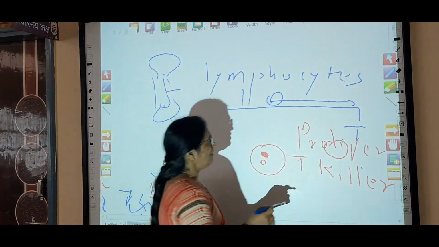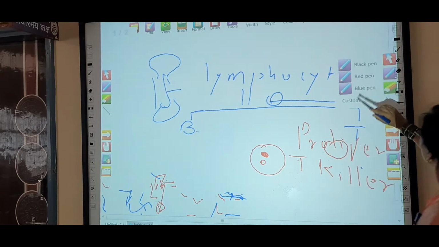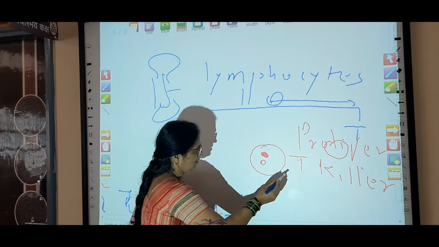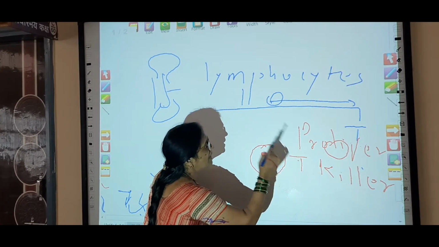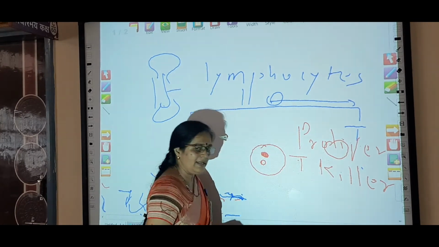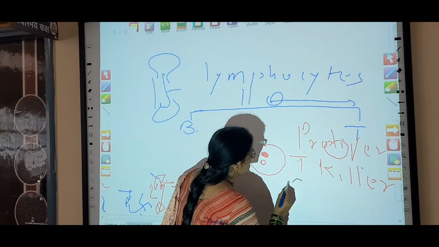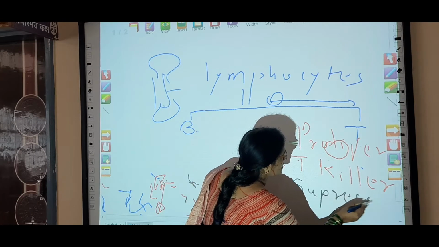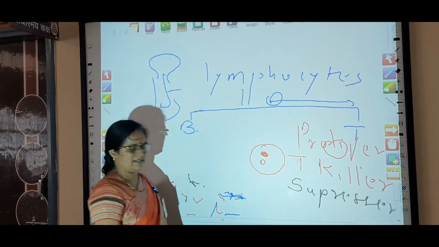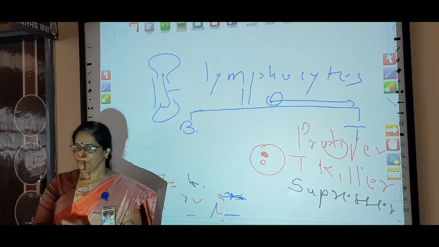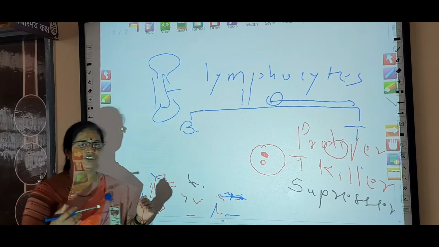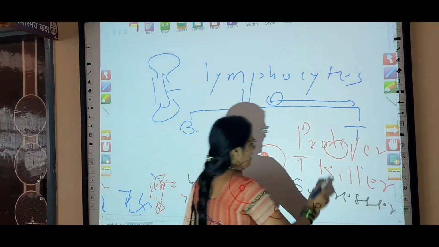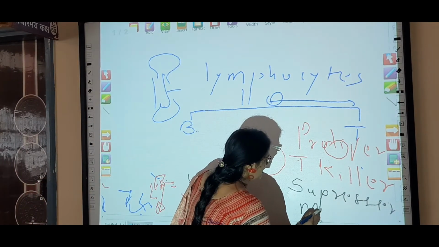Okay. Then the third one, after the T helper cell and T killer cell, is the suppressor cells. Suppressor cells suppress our immune system. The cells which suppress our immune system are called the suppressor cells. And another one is memory cells.